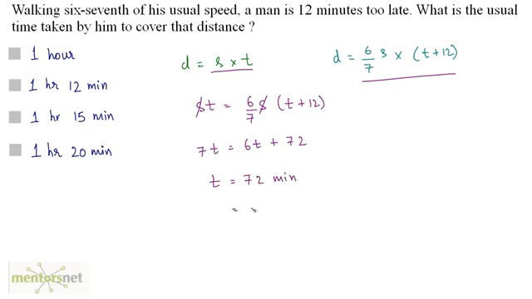Now 72 minutes can be split up into 60 minutes plus 12 minutes. And 60 minutes is 1 hour. So 1 hour and 12 minutes is the regular time taken by him to cover the distance. So option B is the correct answer.